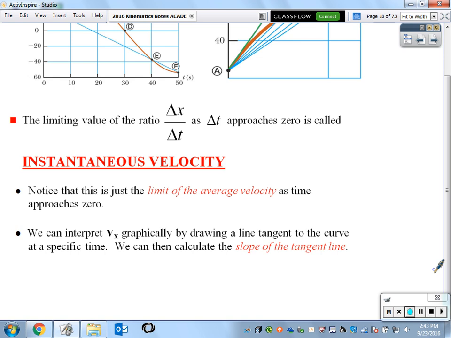We can interpret the instantaneous velocity graphically by drawing a tangent line at that point on our data set and finding its slope. Now, those of you who don't know what a tangent line is, or don't know what slope is, or don't know what a graph is, but that's what we'll do. We're going to draw a tangent line, and we'll be able to find the slope.